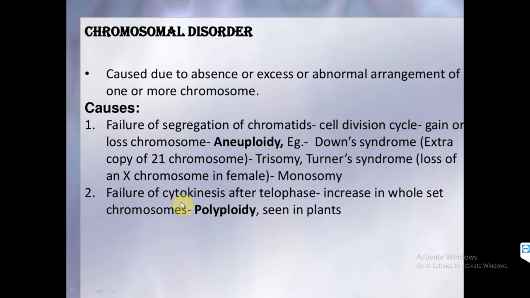The various phases of cell division are prophase, metaphase, anaphase, telophase, and cytokinesis. But if after telophase the cytokinesis is not there, that will increase the whole set of chromosomes. Cytokinesis is for division of the cell. So if cytokinesis does not happen, the whole set of chromosomes increases, and polyploidy is seen in plants. So this condition is mostly seen in plants, not in animals.